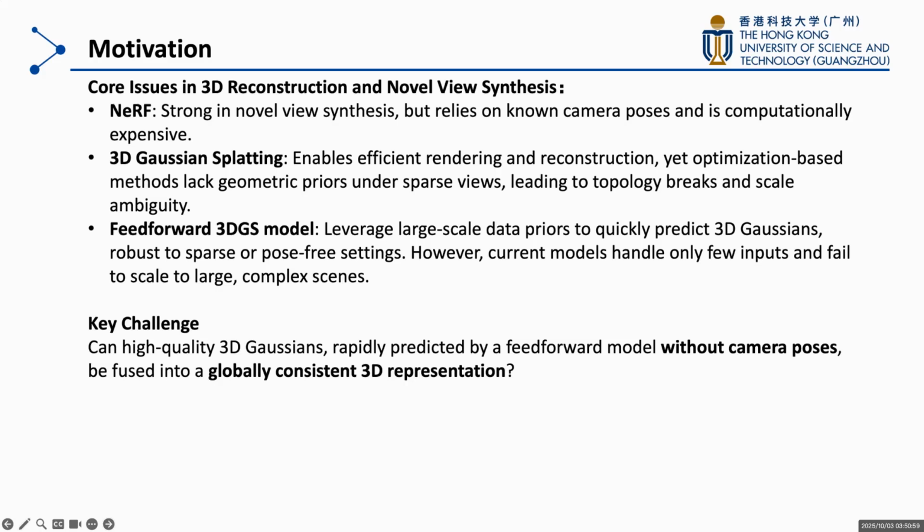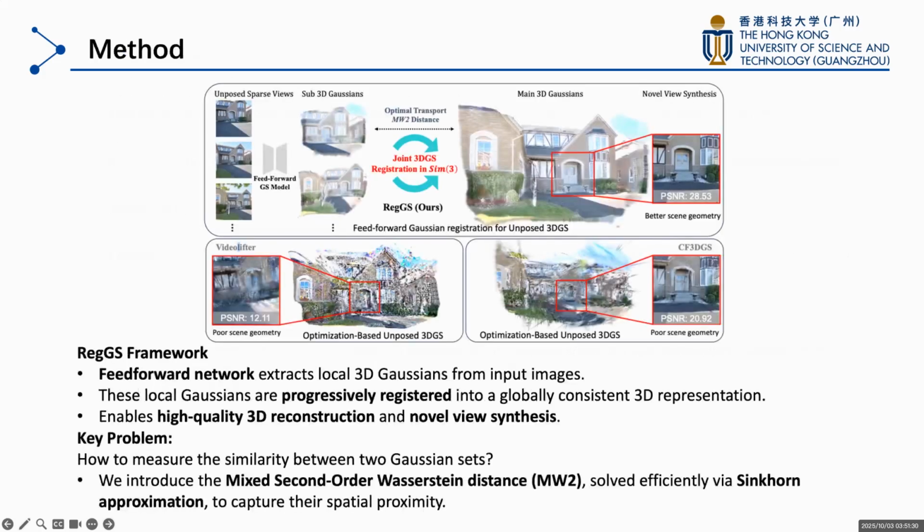Another line of work is feed-forward 3DGS models. These models use large-scale data priors to directly predict local 3D Gaussians. They are robust when camera poses are missing or when only a few views are available. But they can only handle a small number of inputs and cannot scale to large or complex scenes. So the key challenge is, how can we fuse these local Gaussians, predicted without camera poses, into a globally consistent 3D representation? Our framework is called RegGS.